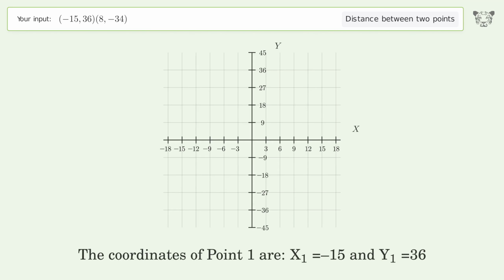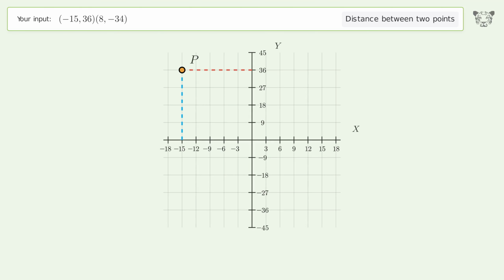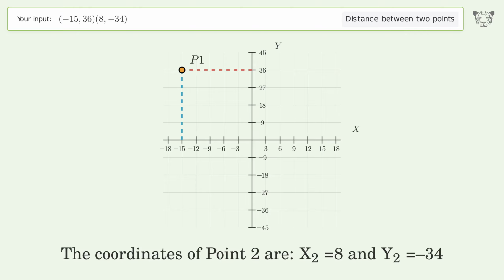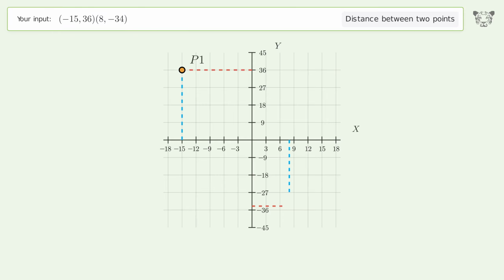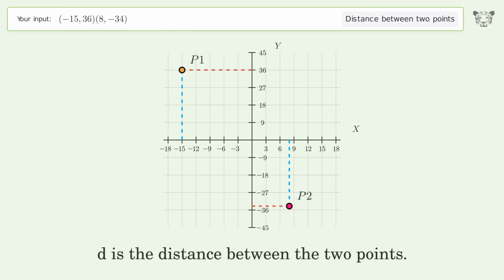The coordinates of point 1 are x1 equals -15 and y1 equals 36. The coordinates of point 2 are x2 equals 8 and y2 equals -34. D is the distance between the 2 points.